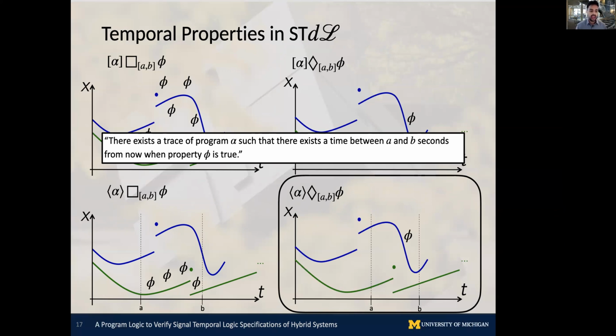And then finally, we can have this diamond alpha, diamond AB phi, which says there exists a trace of program alpha, such that there exists a time between A and B seconds from now when property phi is true. The bottom right quadrant then shows the execution of alpha with two traces, one of which, in this case the blue trace, satisfies property phi at some point between times A and B. So these are the four main temporal properties of interest that we kept in mind as we developed our logic.